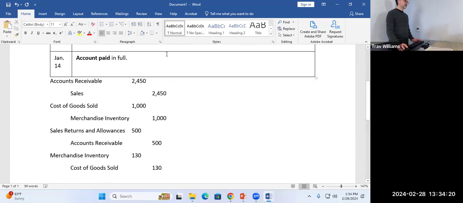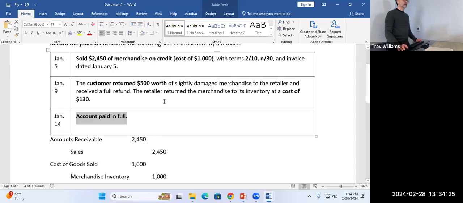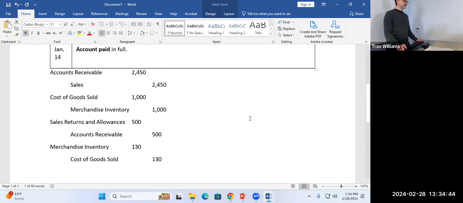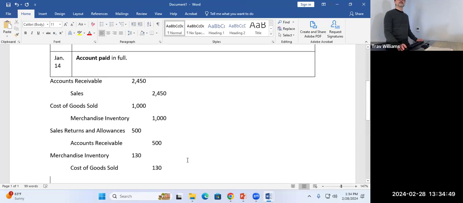Great. And then the last transaction, the customer paid their account in full. Do they get a discount? Yep, right, they had 10 days and they paid on the 14th. So that is definitely within 10 days from the 5th. So they get a 2% discount, right? So let's see, what are we going to debit for this transaction? So there is going to be sales discount, yes, sales discount.